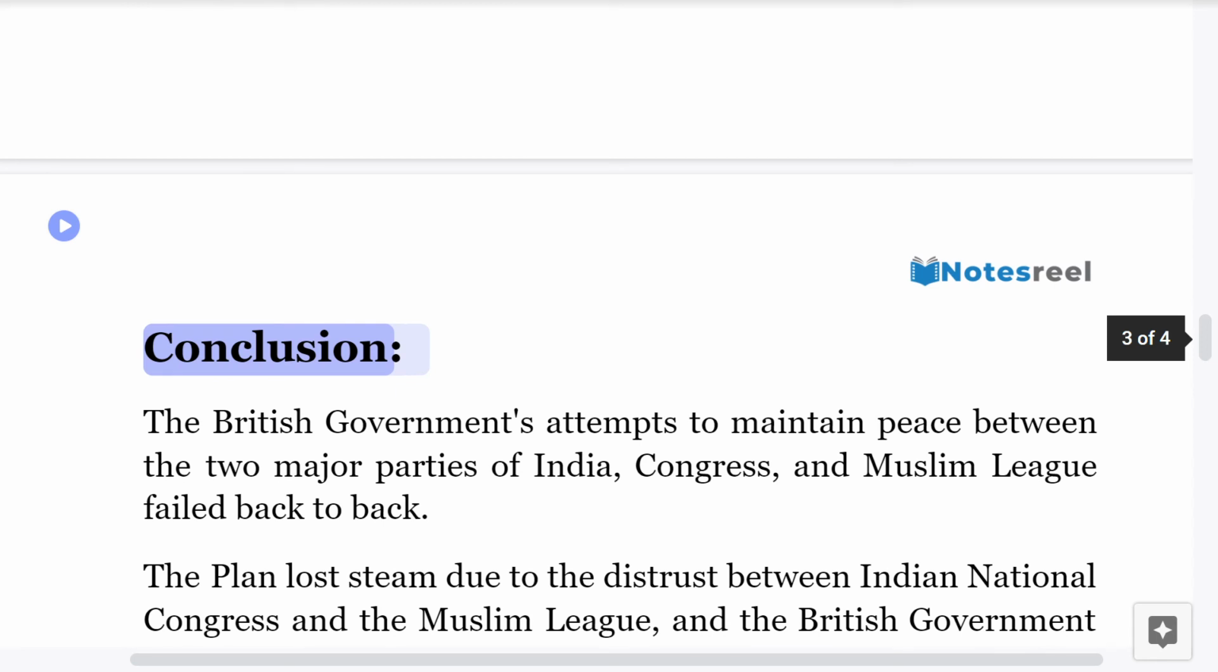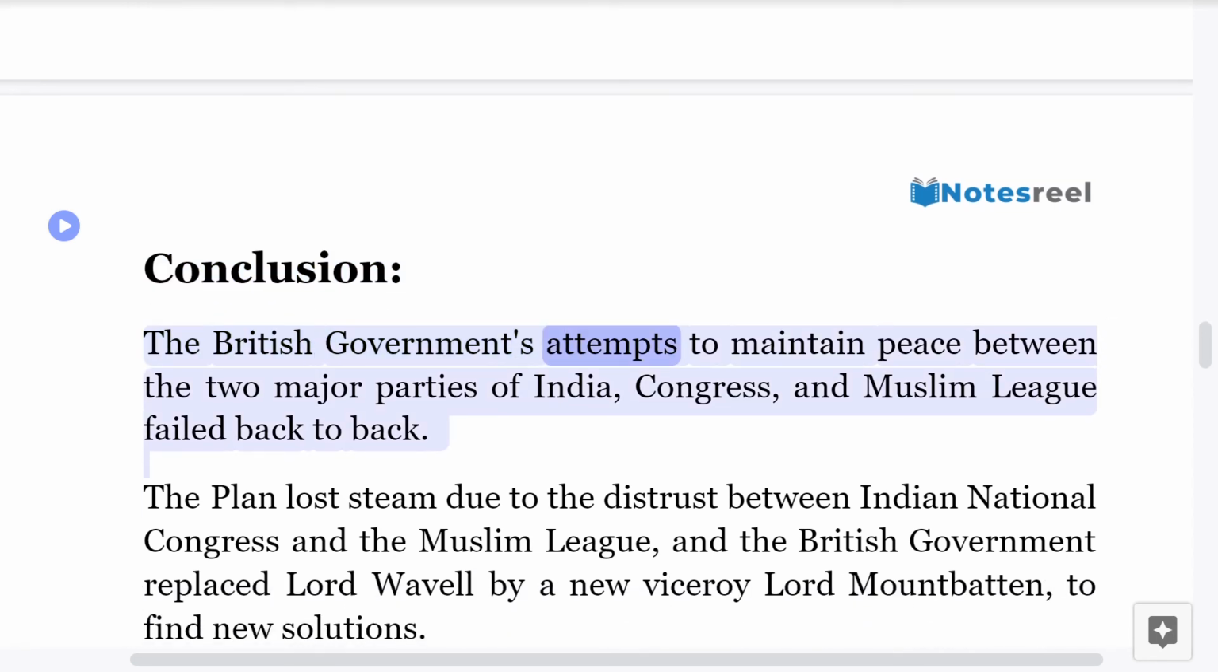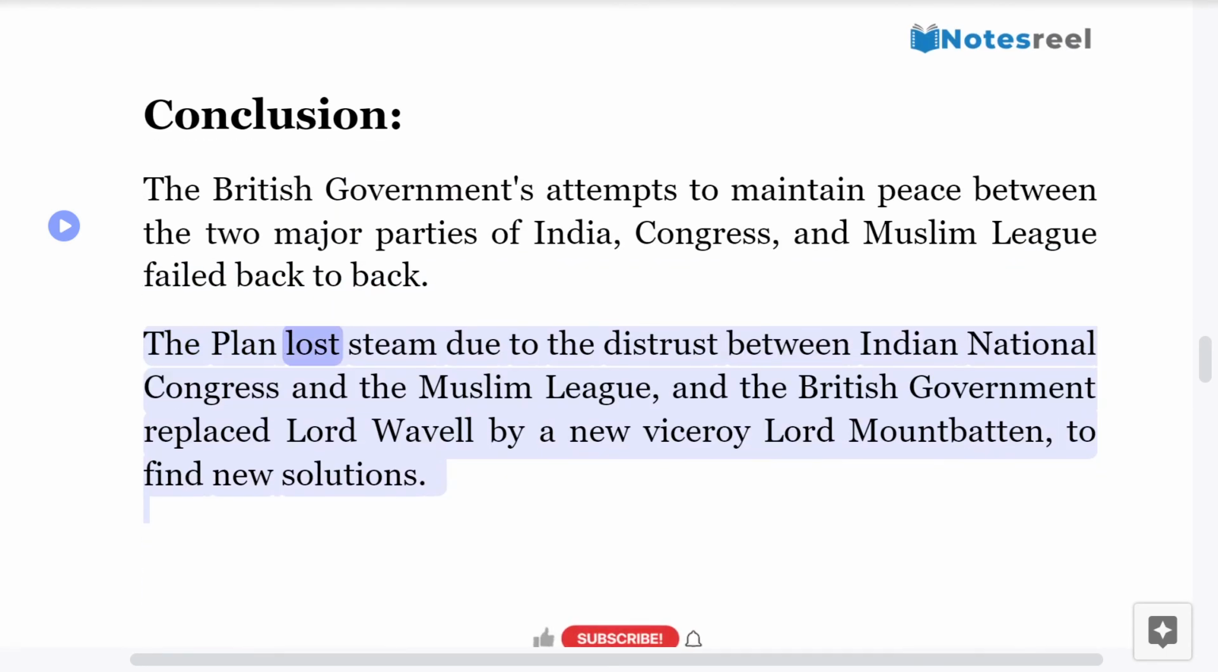Conclusion. The British government's attempts to maintain peace between the 2 major parties of India, Congress and the Muslim League, failed back to back. The plan lost steam due to the distrust between the Indian National Congress and the Muslim League, and the British government replaced Lord Wavell with a new Viceroy, Lord Mountbatten, to find new solutions.